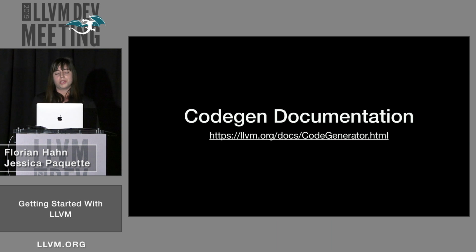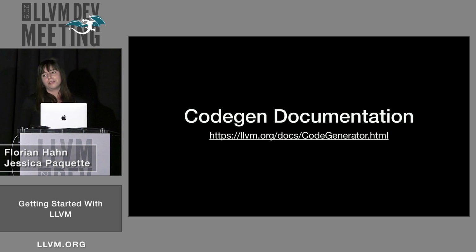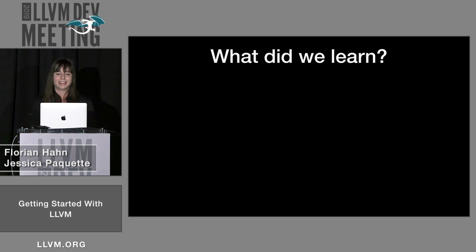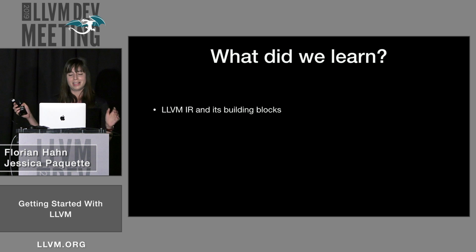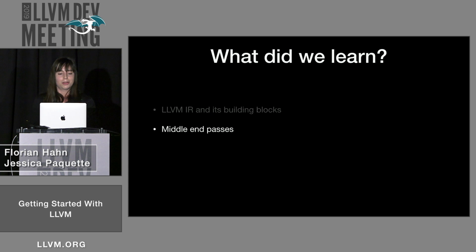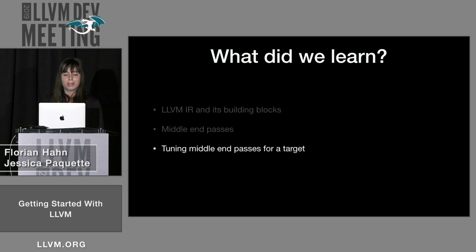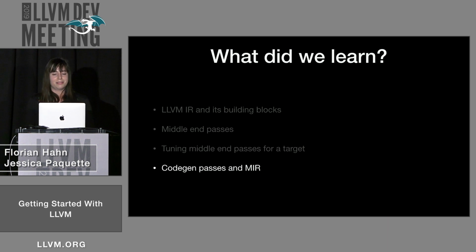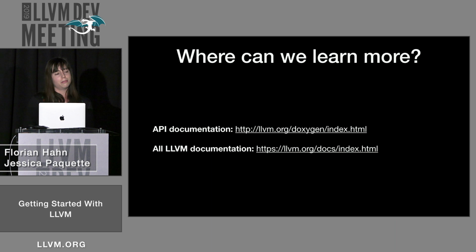There are lots of things you can do with the code generator, and so I recommend checking out the documentation to learn more. So we learned a bunch of things today. We learned about LLVM IR and its building blocks, such as functions, basic blocks, and instructions. We learned about middle-end passes and how they interact with LLVM IR. And we learned about how you can use target transform info to tune a middle-end pass for a specific target. Finally, we learned about CodeGen passes in MIR. We also went over where you can find the documentation for LLVM's APIs and the IR language.